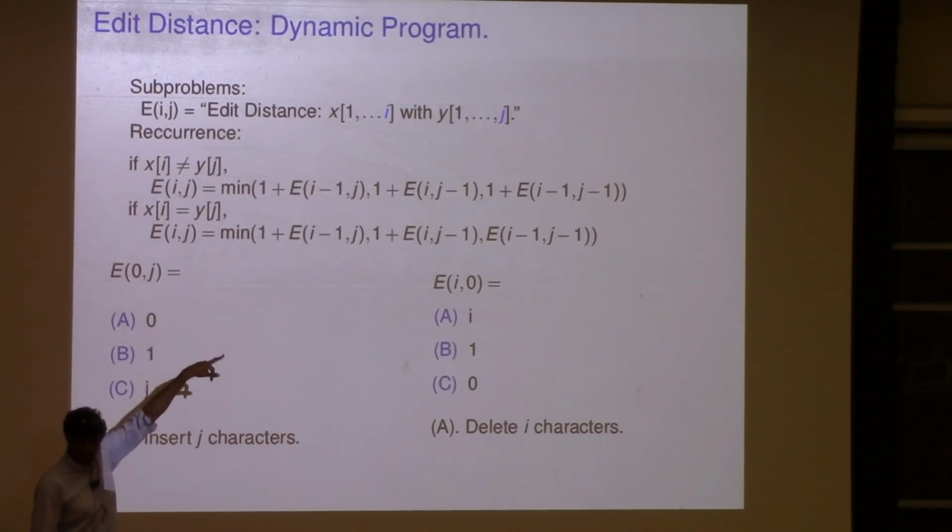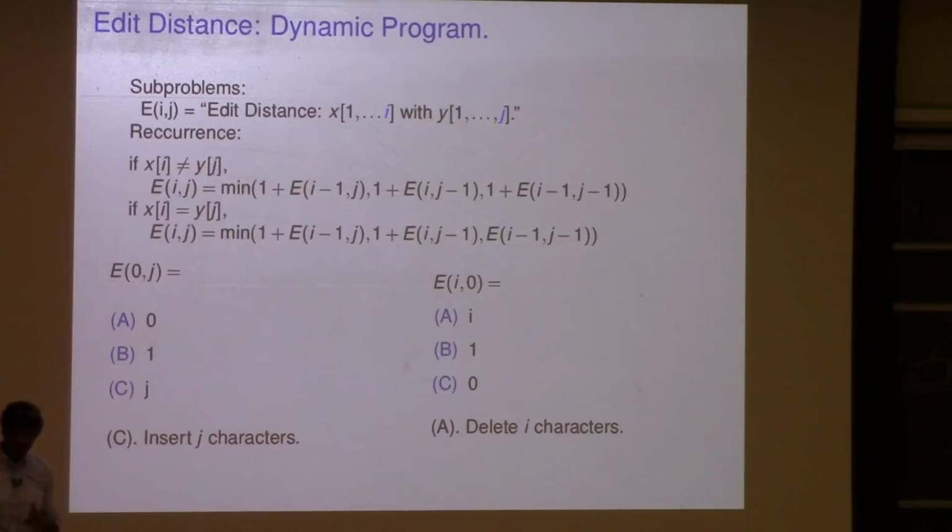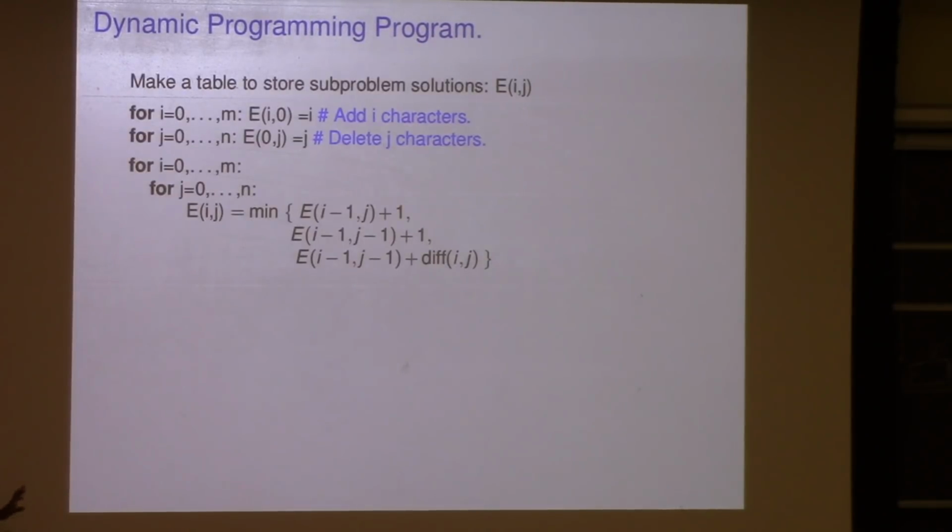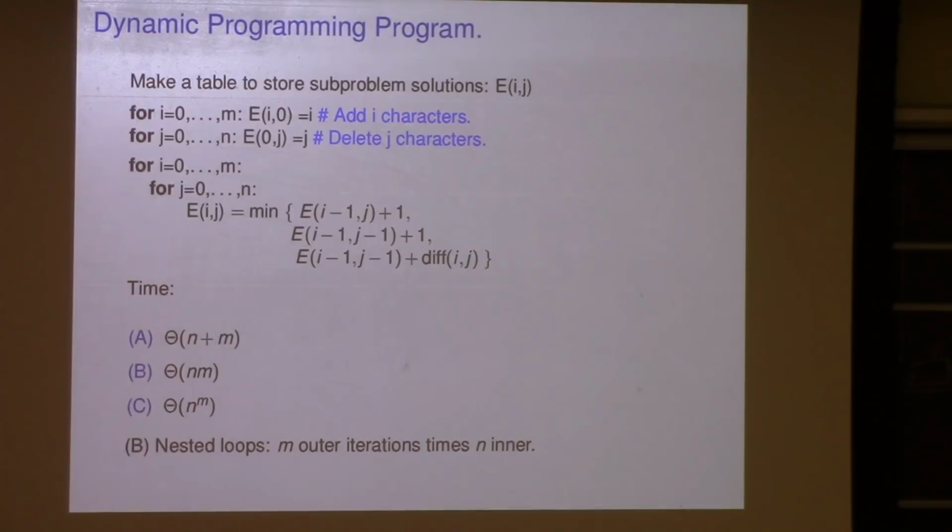For this recurrence, let's talk about that after. I thought I explained it before. Anyway, here's all the code. I'll show you in a minute; actually, the example will make it clear. So what's the time? Well, it's two loops, n times m, right? This is easy. The inner side of the loop is a minimum of 3 expressions.